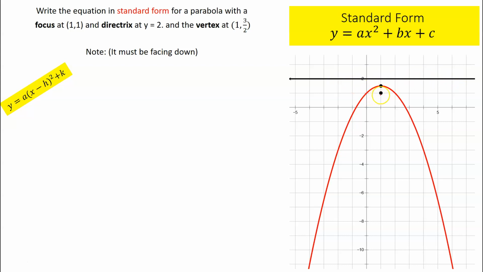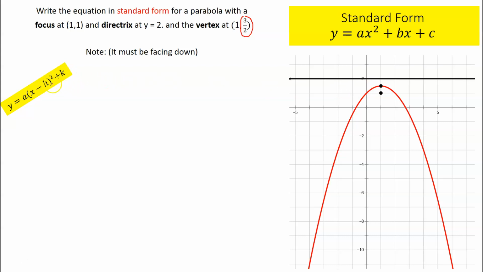I know that my focal point is at (1, 1). I know that the vertex is at 1, and this is the same as 1.5. You might want to think of it as 1.5, so it's halfway in between right there. Okay. In this form, then, I know stuff.